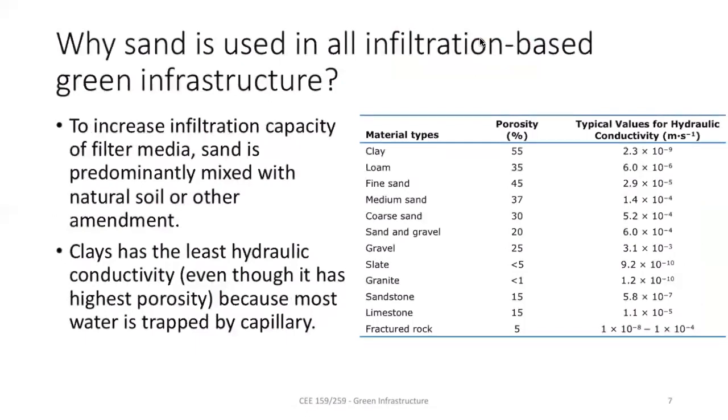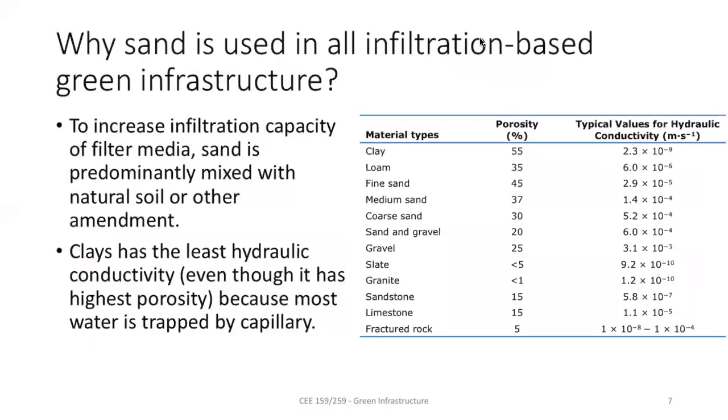But as I said, the very first thing you want to do is increase infiltration capacity to higher than what you need, so that even if you have clogging, it will still maintain its capacity, at least the minimum capacity that you need. And to do that, you have to add different materials. And here is the list of materials you can add based on hydraulic conductivity.